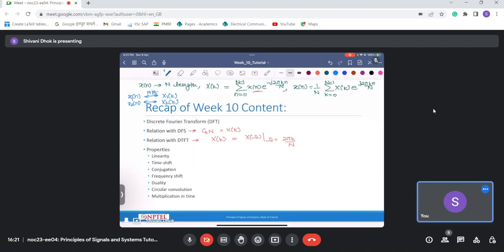Thank you. And another thing that I would like to highlight here, there is one more factor W_N, which is given as e to the power minus j 2 pi by N. And this is basically the Nth root of unity, and it is sometimes also known as the twiddle factor.